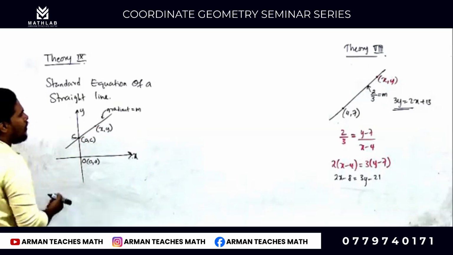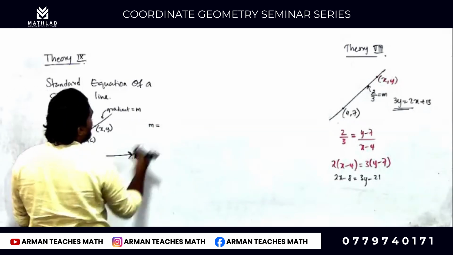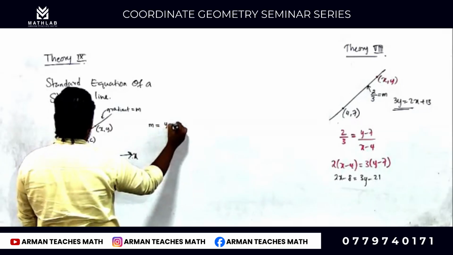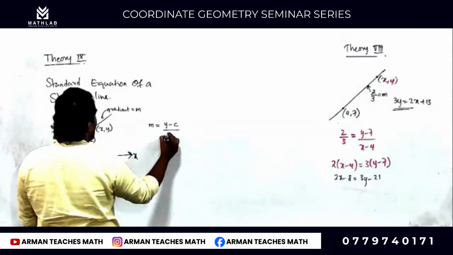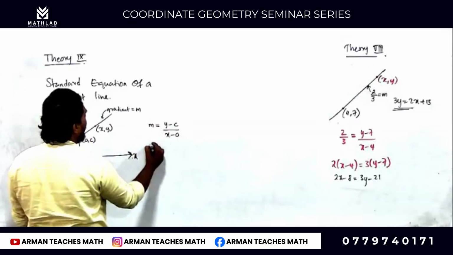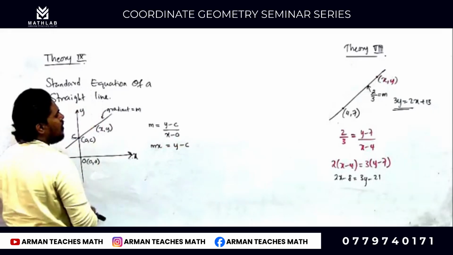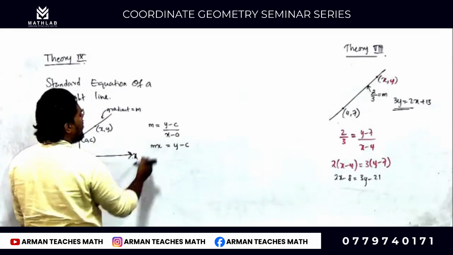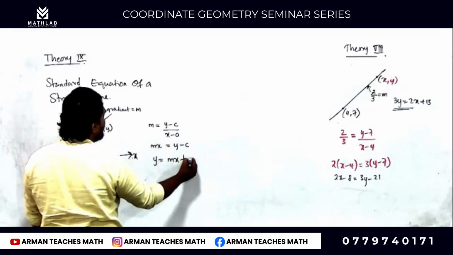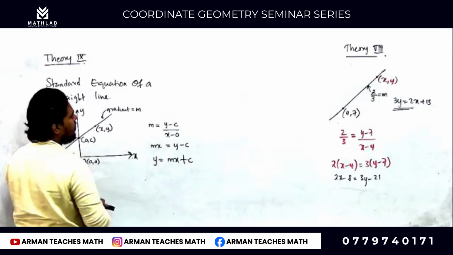So if we develop the equation, we know that the gradient is equal to the difference of y coordinates, y minus c, divided by the difference of x coordinates, x minus 0. Do a cross multiplication, and we get mx equals y minus c. Take minus c to the other side, plus c. So you get y equals mx plus c. The equation of a straight line is created.